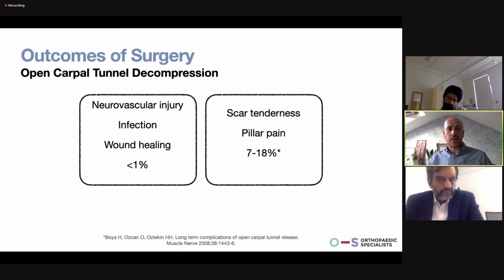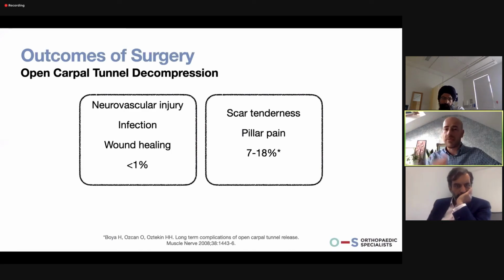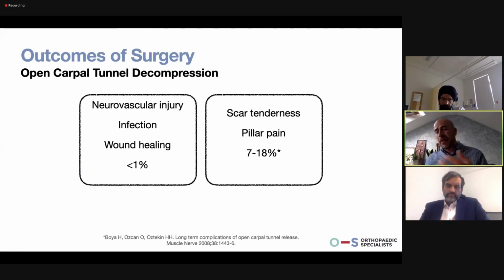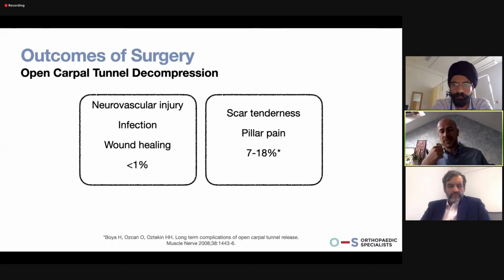So open carpal tunnel decompression, some of the risks associated with the procedure are generally very low. Any of the significant injuries, such as neurovascular problems, damage to nerves, vessels, infection, wound healing problems, are less than 1%. Scar tenderness and pillar pain are slightly more common. And just by virtue of doing an open carpal tunnel release, forming an incision in the palm, releasing the transverse carpal ligament, there is an inherent finding that some patients will have some discomfort over the area.